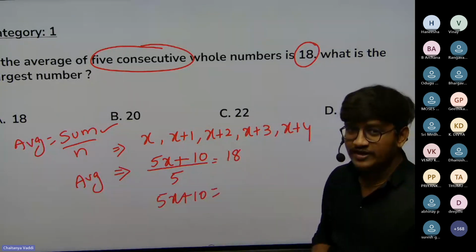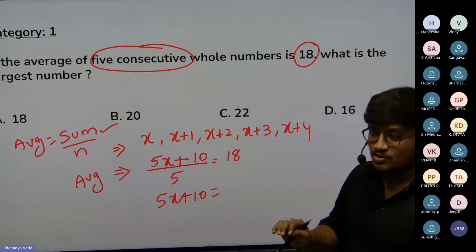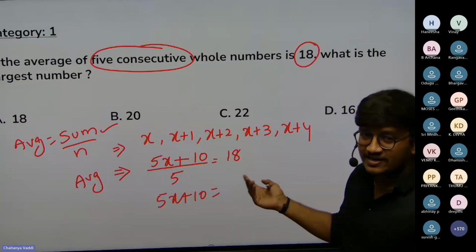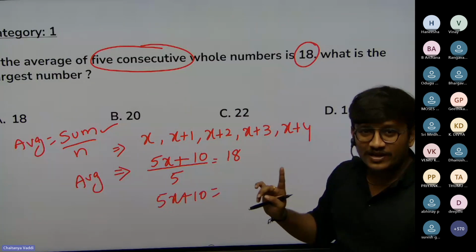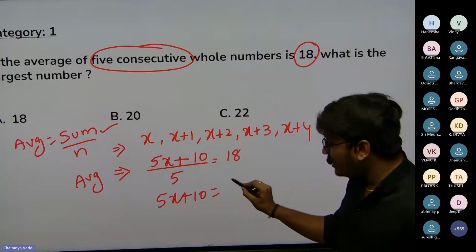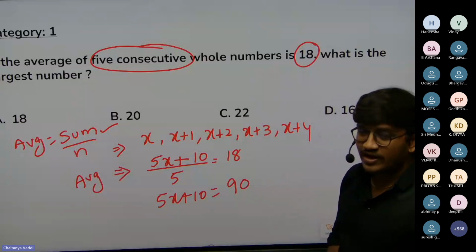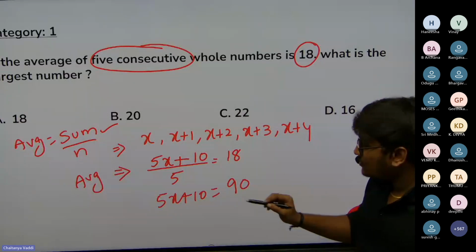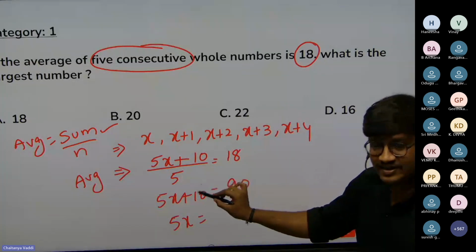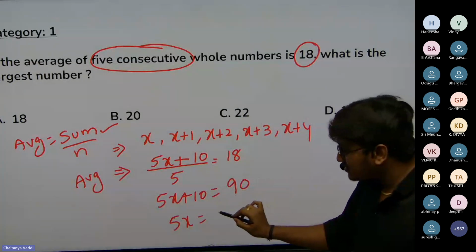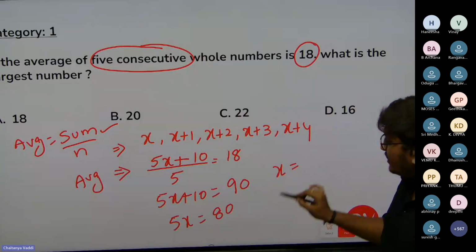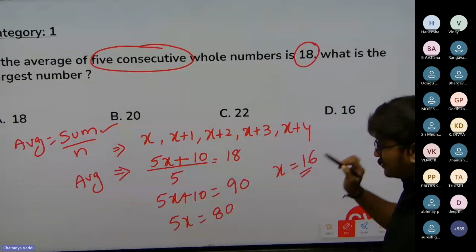Don't worry about the table. If you want to calculate 18 fives, there is no need to know the 18 table. Any number, when you multiply with 5, remember this small trick: do half of 18. Half of 18 is 9, and just keep one zero. So 18 fives is 90. So 5x is equal to 90 minus 10 after taking 10 to the right-hand side, which is 80. So x is equal to 80 divided by 5, which is 16.